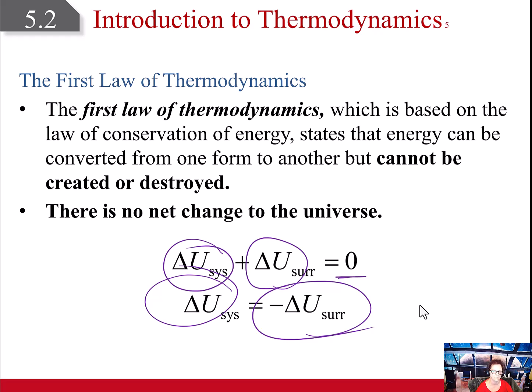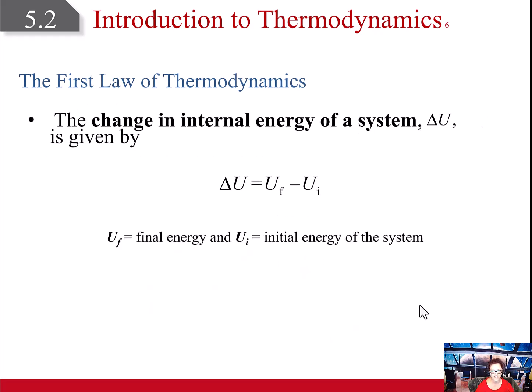That's all that means. So the change in internal energy, and that's what the U is designating, is given by the change. Delta means change. It's going to be the final internal energy minus the initial internal energy. And remember, I told you it's hard to measure actual energy, and so we look at the changes, and the changes are typically proportional to the totals.